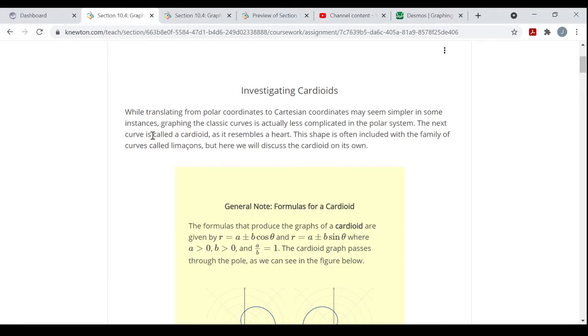The next curve is called a cardioid, as it resembles a heart. This shape is often included with the family of curves called limaçons, which I have told you there's another objective in this same assignment where you look at. Now here we'll discuss the cardioid on its own.